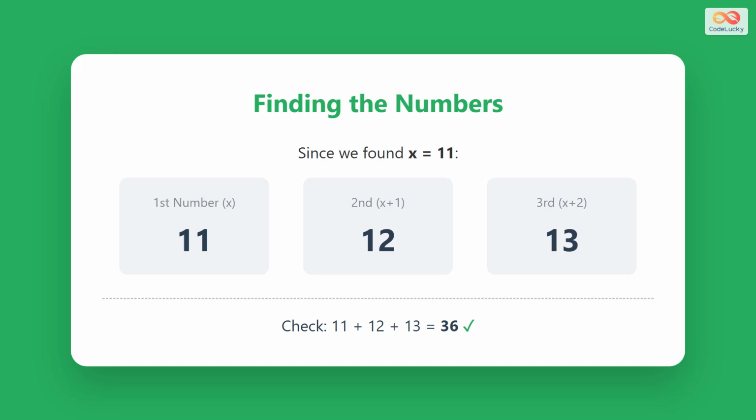Since x equals 11, our first number is 11. The next number is 11 plus 1, which is 12, and the third is 13. A quick check shows that 11 plus 12 plus 13 indeed equals 36.